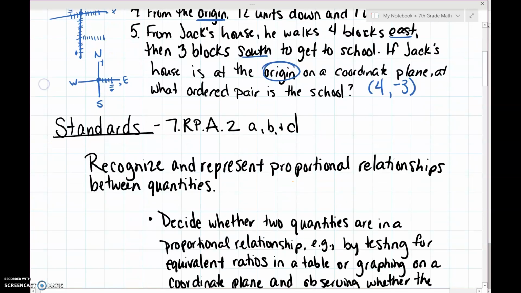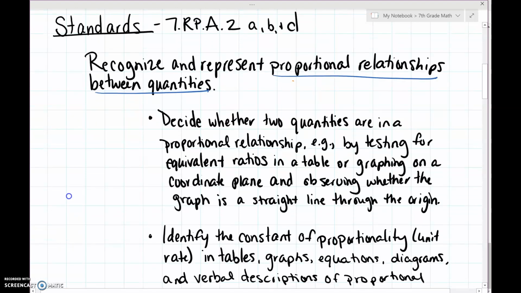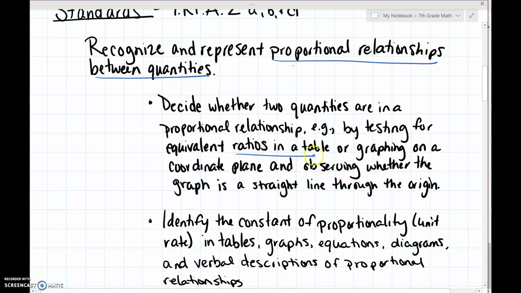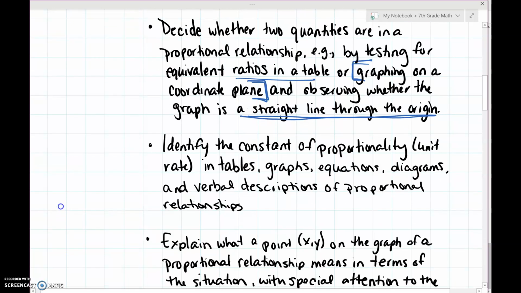All right, what standards are we working with? We are looking to represent proportional relationships between quantities. Last lesson we did ratios in a table. We are now doing graphing on the coordinate plane and looking to see if the graph is a straight line through the origin. We'll have some practice with that later.